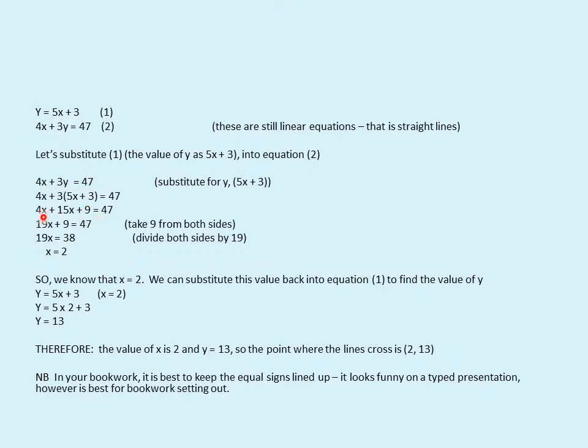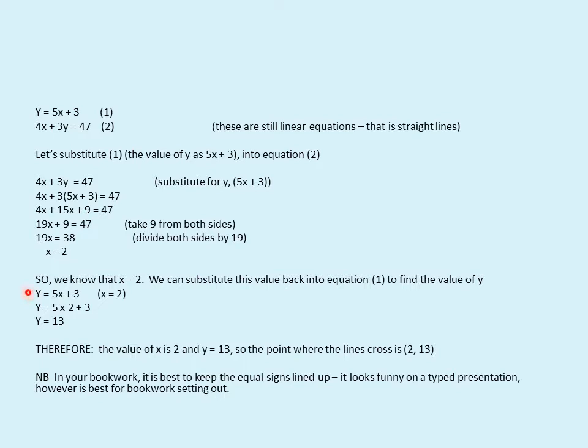When we put these things together, 4x plus 15x is 19x plus 9 is 47. So we can get x by itself by taking 9 from both sides. So 19x equals 47 minus 9, which is 38. So x equals 2. Now we've found the value of x, we can substitute this value back into equation 1 to find the value of y. So even if you found x a little bit tricky to do, this is a very similar step to what we've done previously.